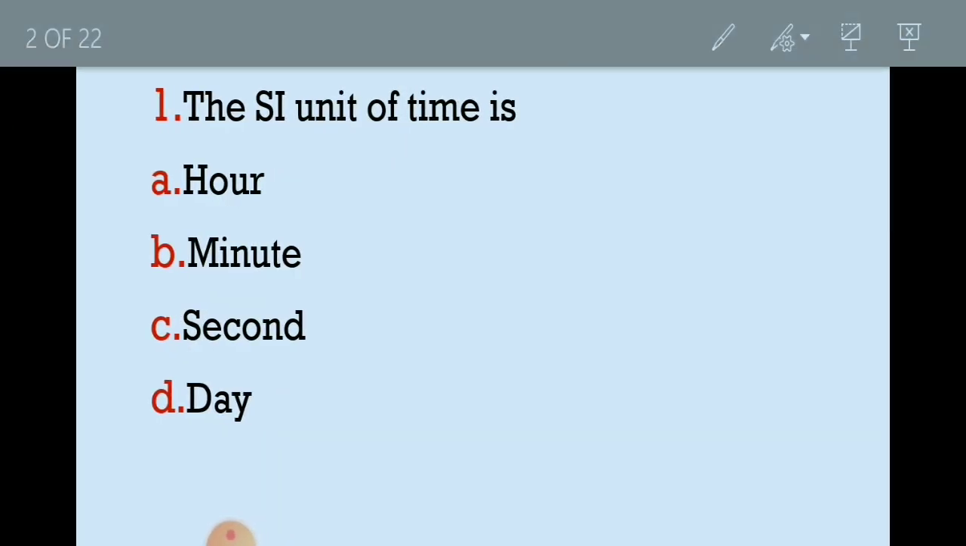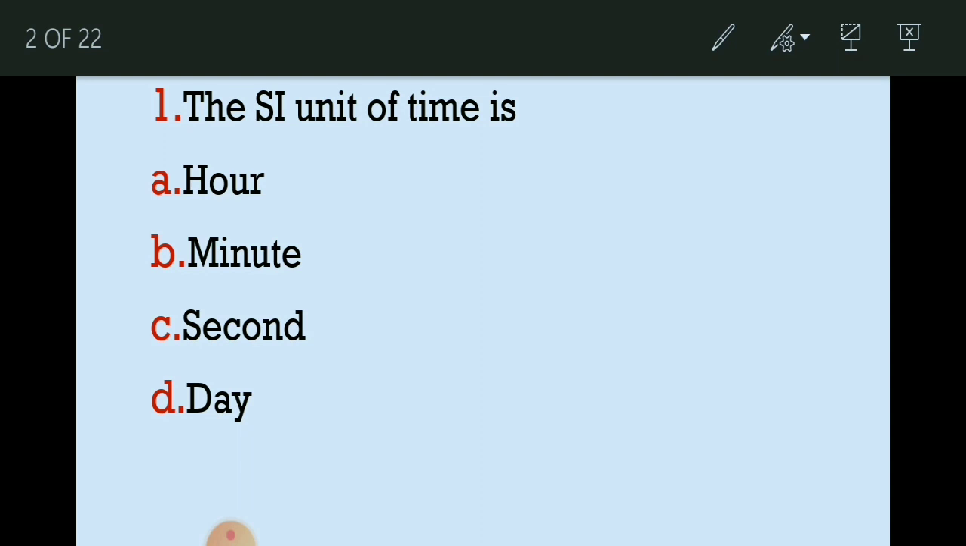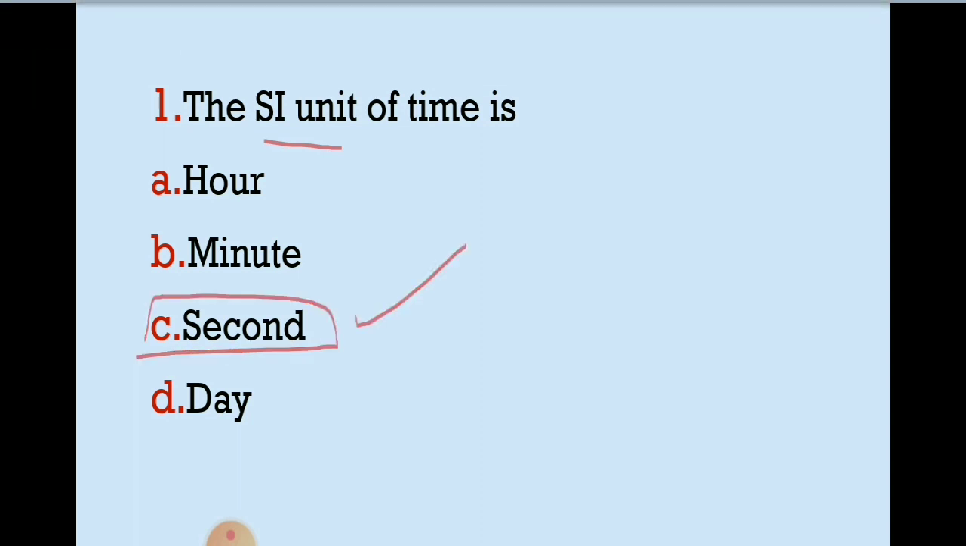First question you see. The first question is: the SI unit of time is. Now you know very well what SI unit means. SI means System International D unit. There are different types of unit like MKS system, SI system, then we have CGS system. This is actually the SI system. So the SI unit of time is, there are four options given: hour, minute, second and day. What will be the correct one? The correct one will be second.